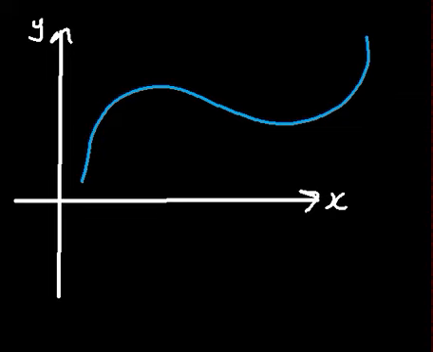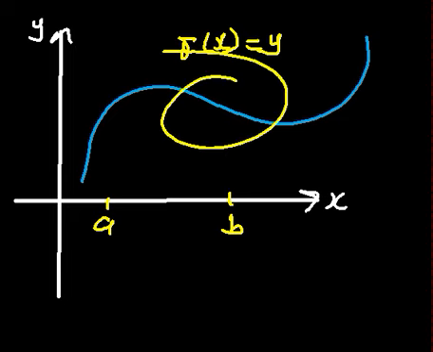Now, let's say along the x-axis we have a point given as A, and we also have a point given as B. And let's say the curve is of a function, f of x is equal to y. Let's say this is the function corresponding to the curve.